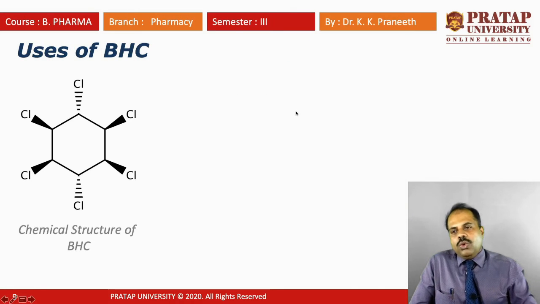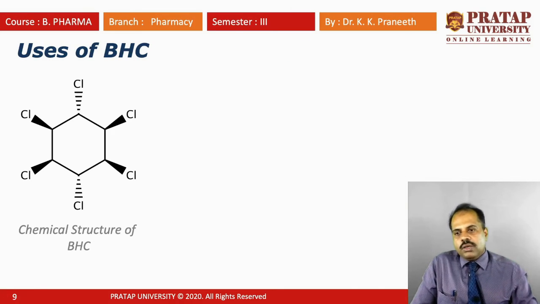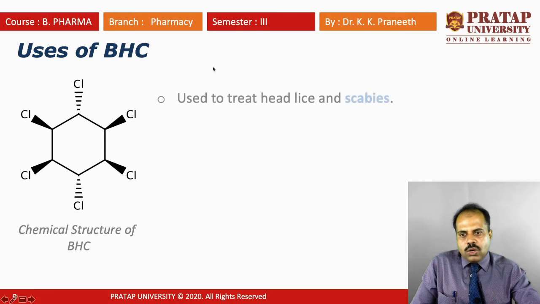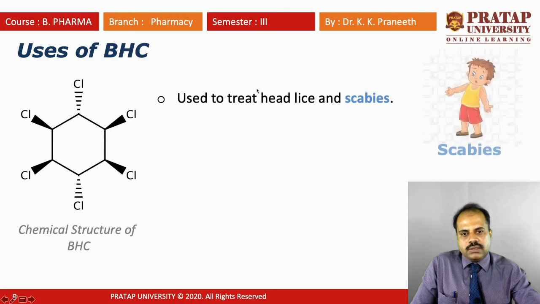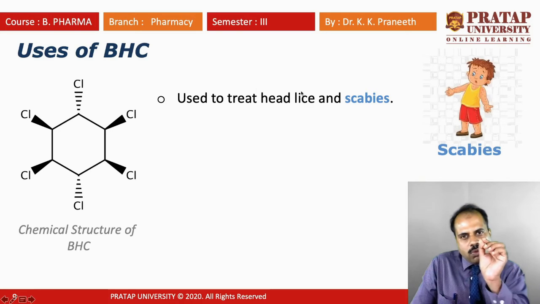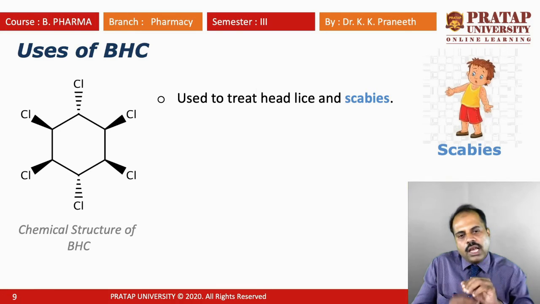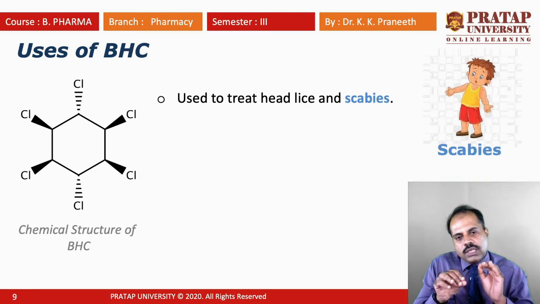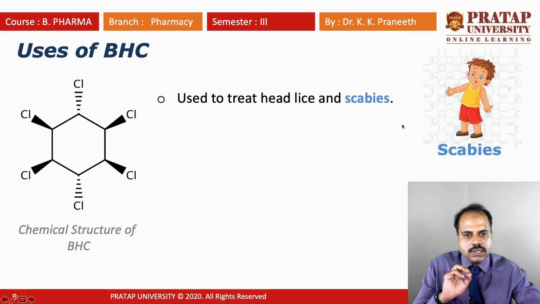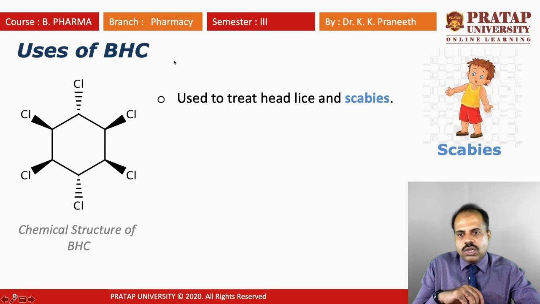Let's see what the uses of BHC, benzene hexachloride, are. Benzene hexachloride is used to treat head lice. Head lice are the small insects present in the hair, right? If you use benzene hexachloride, it will destroy these head lice. And also it is used to treat scabies. It's a skin condition. You see here in this picture, this little boy has some rashes on the skin. This is called scabies. It is used to treat head lice and scabies.